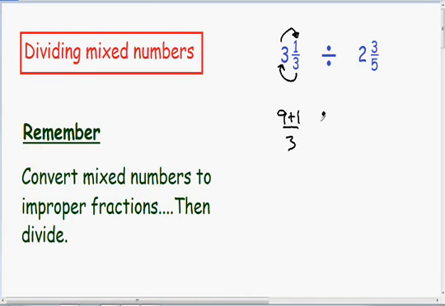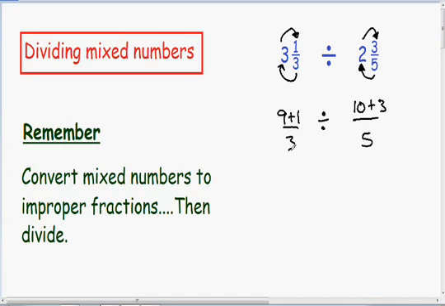And this is all being divided with 2 3/5. So let's do the same thing with that mixed number. We've got to change it into an improper fraction. Since 2 3/5 has a denominator of 5, the improper fraction is also going to have a denominator of 5. And then in the numerator, we need to multiply the denominator of 5 by the whole number of 2. So 5 times 2 is 10. And then we need to add all of that with the numerator of 3.